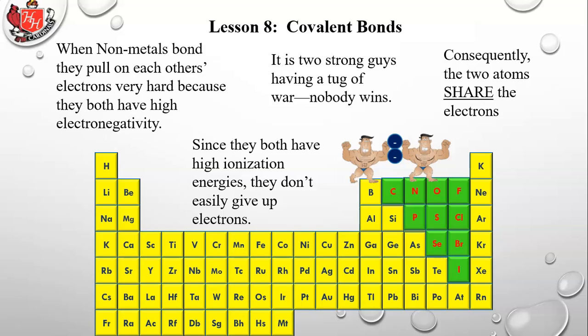Here now you have two fairly equally strong guys pulling on the electrons of the other. And since they're both strong and since they both hold on to their own electrons very well, neither one can win that tug of war. So they just decide to share the electrons, and that's a covalent bond.